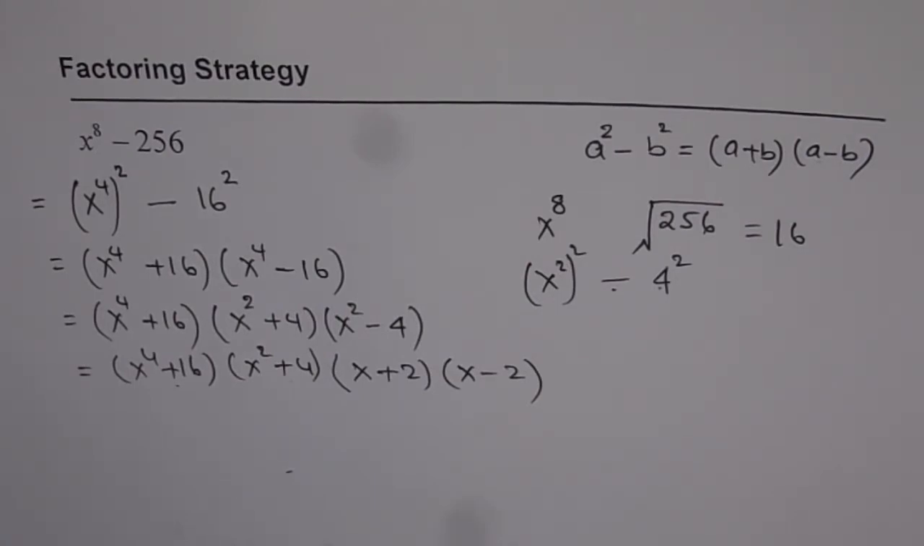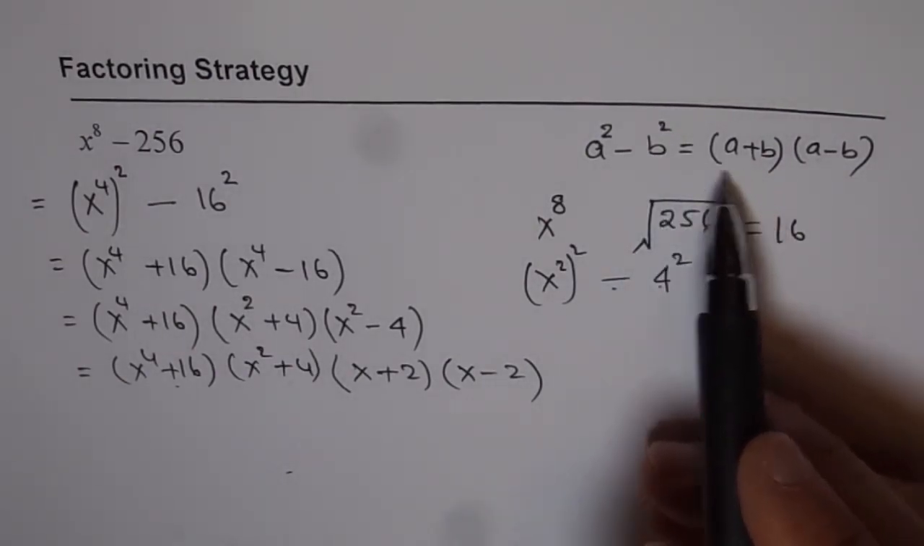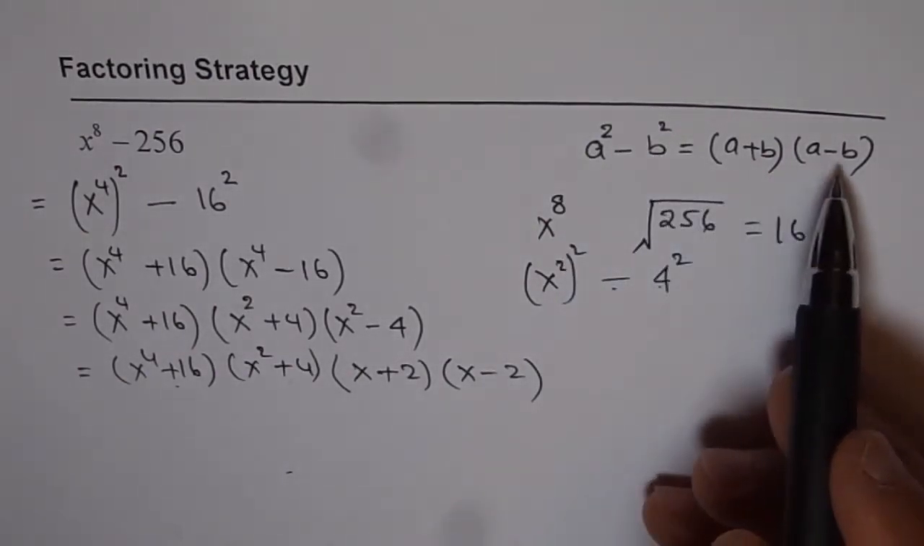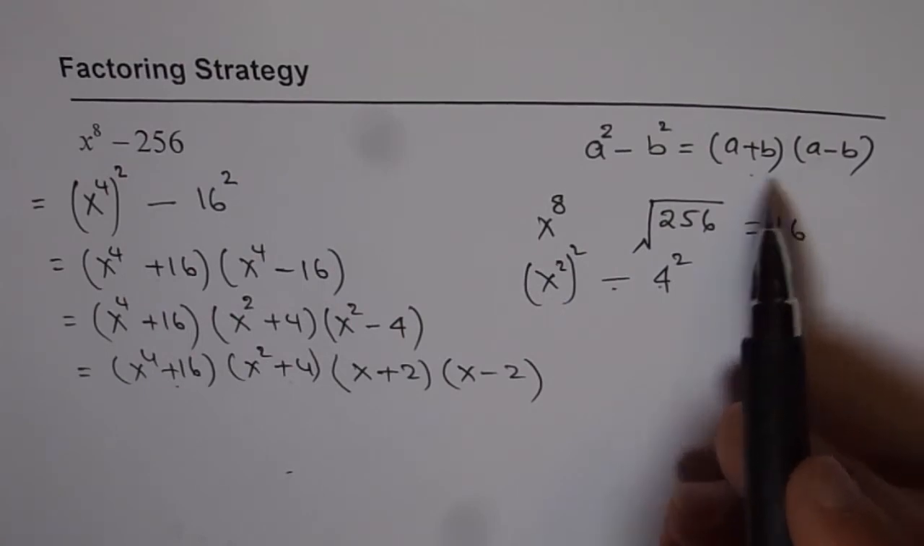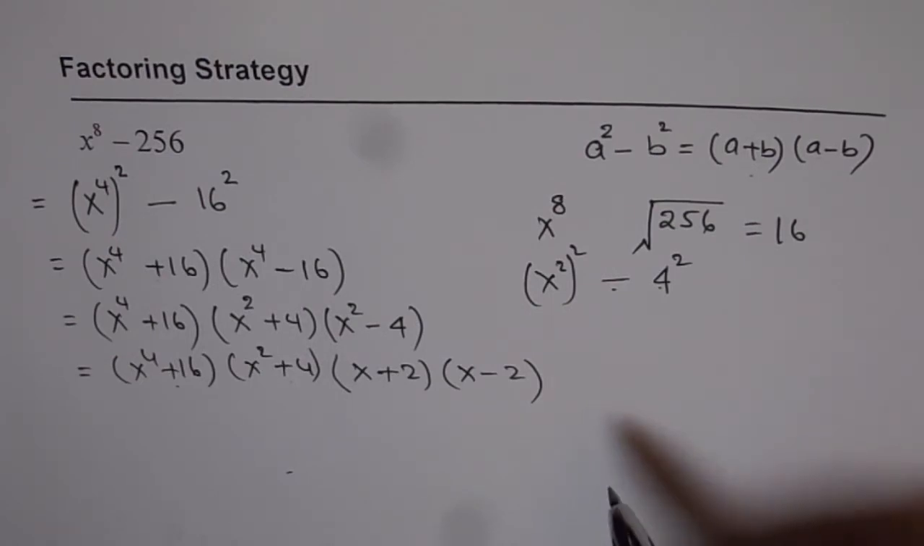I hope you appreciate this method. So when there are higher degrees, try to take the square root and then write them as a difference of squares and apply the formula. Difference of squares is the product of their sum and difference. And continue as far as you can. So let's have one more example of a similar kind. Thank you.